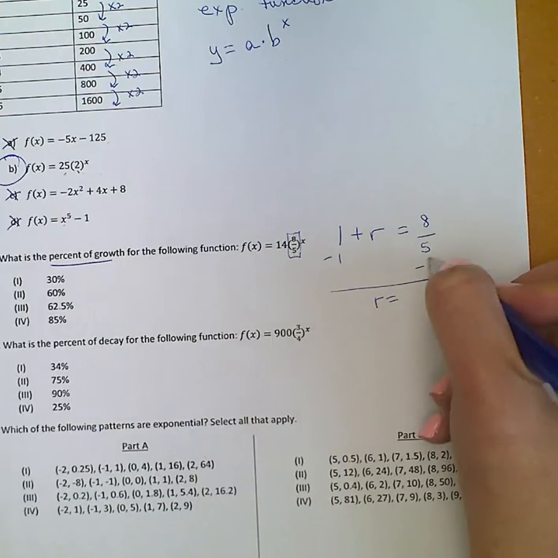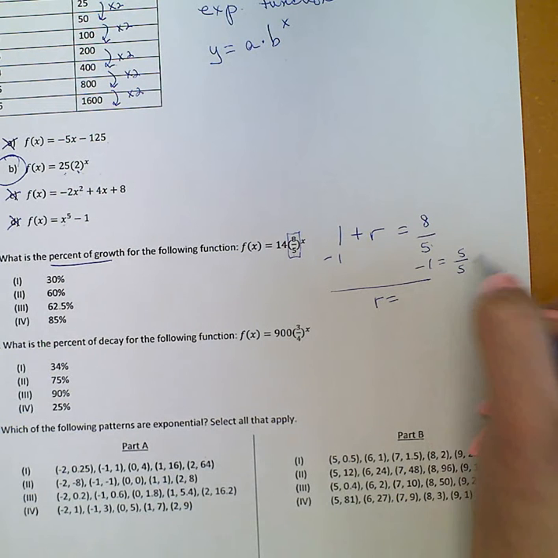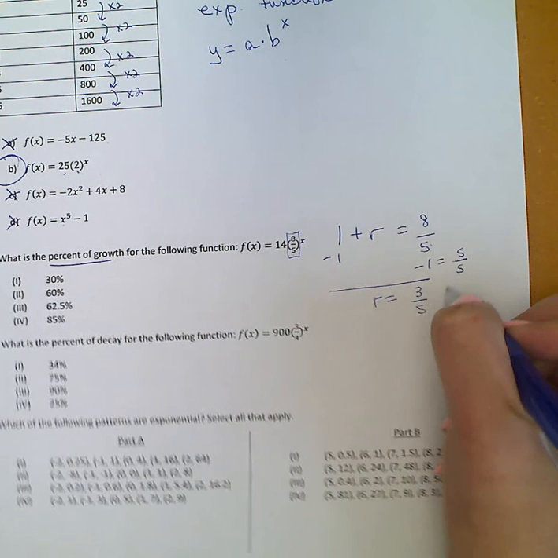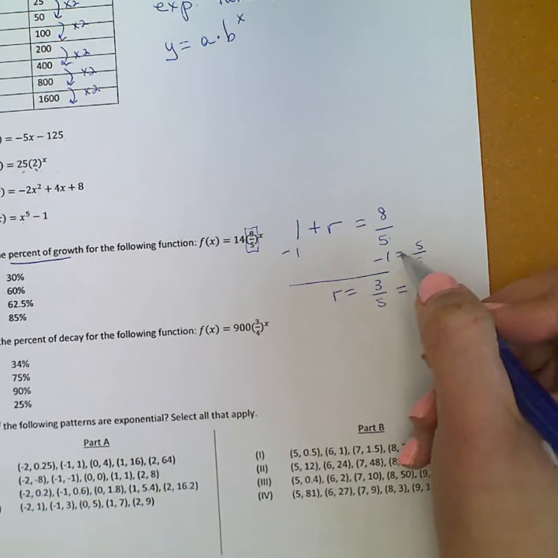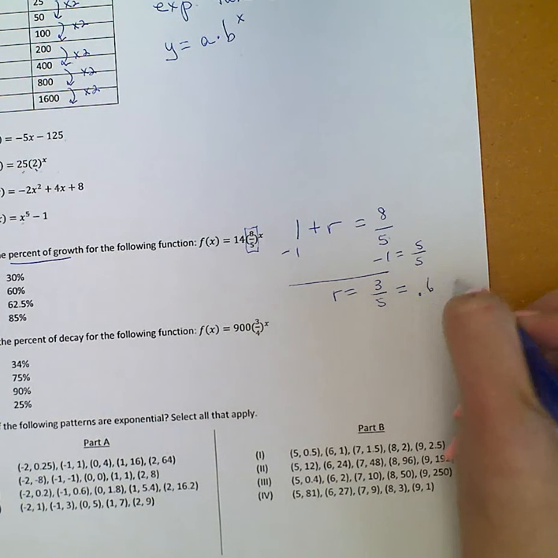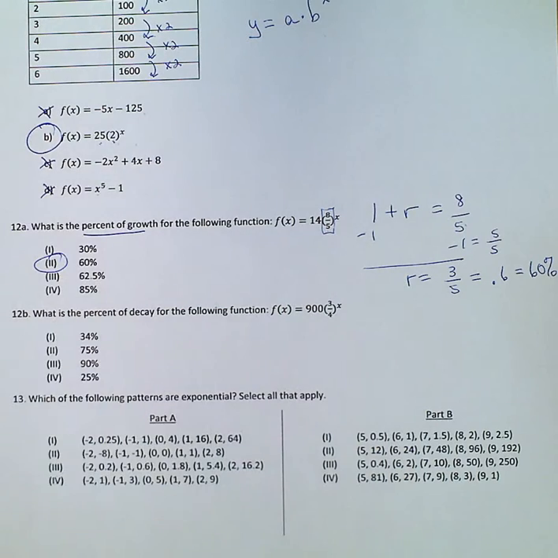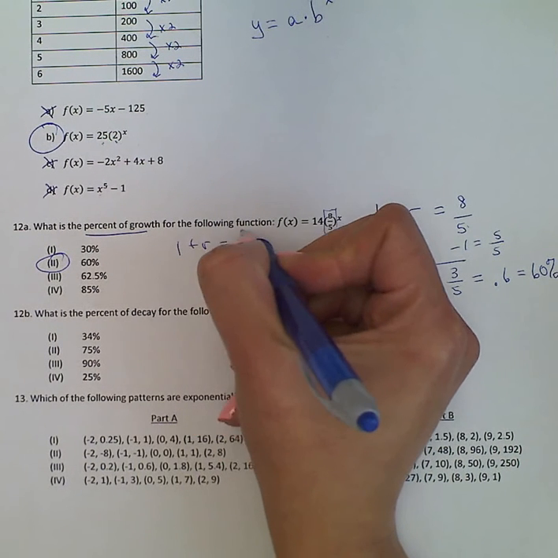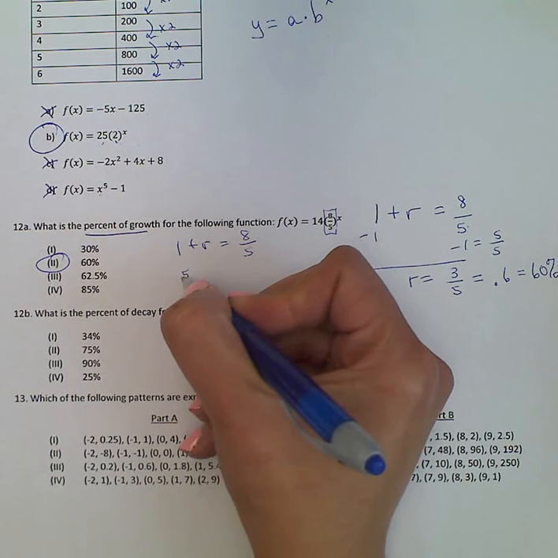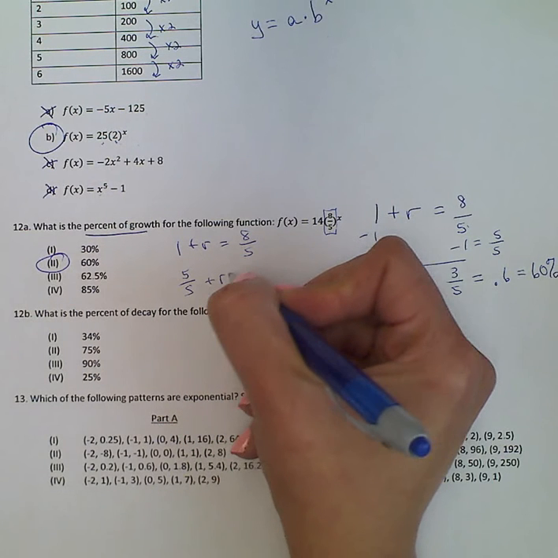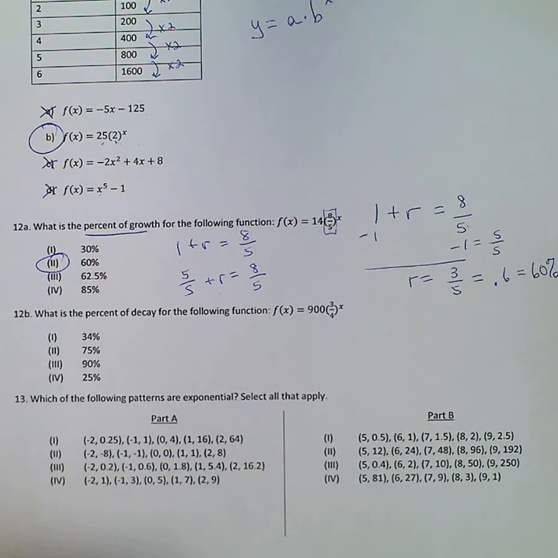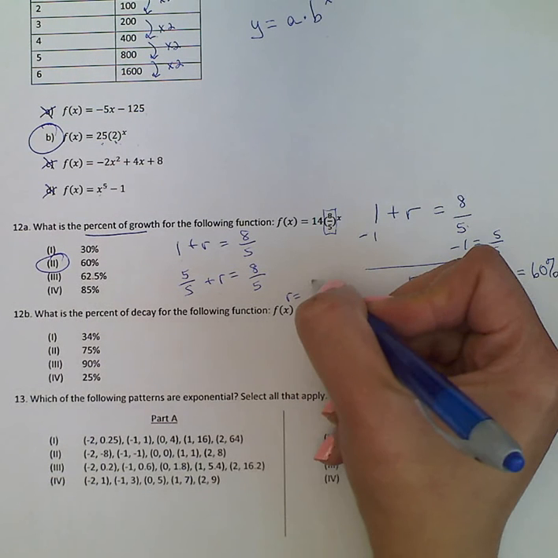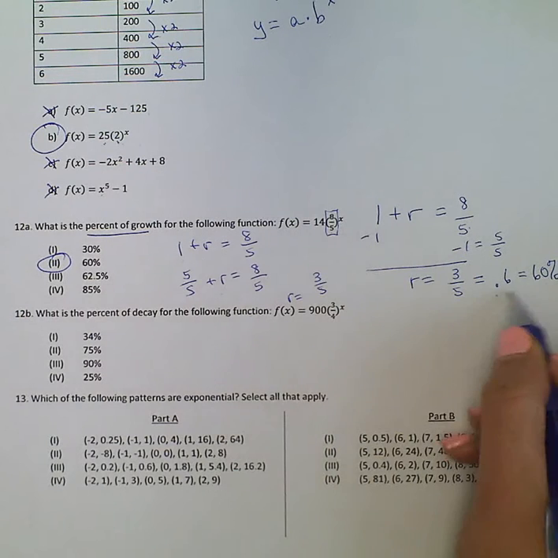Remember, common denominators, so I want to think of the 1 as 5/5. 8/5 minus 5/5 is 3/5. 3/5, if you punch it in your calculator, is 3 divided by 5. You get the decimal 0.6, and 0.6 is 60%. So that's number 2. Another way to think of this, when you do your 1 plus r is 8/5. If you think of the 1 over here as 5/5, you can ask yourself 5/5 plus what gives me 8/5, and go right away to the fact that it's 3/5 and then 0.6 and 60%.